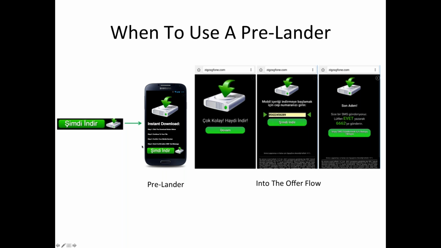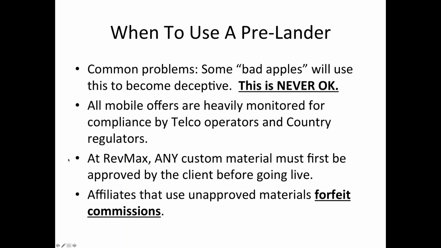So you want to make multiple Prelanders. You want to split test multiple different angles. That way you can really see what's going to work and what's not. I mentioned this, there's going to be some bad apples that are going to use the Prelander for a chance to be deceptive. And this is something we fight all the time, especially in the mobile industry.